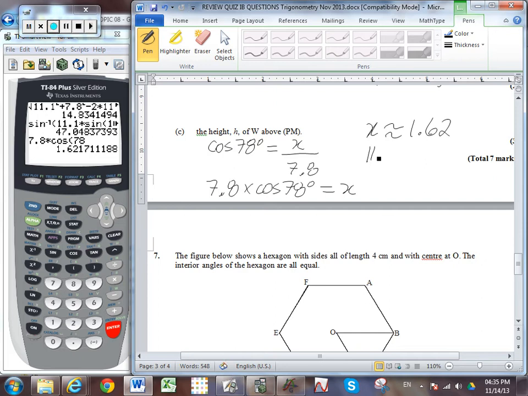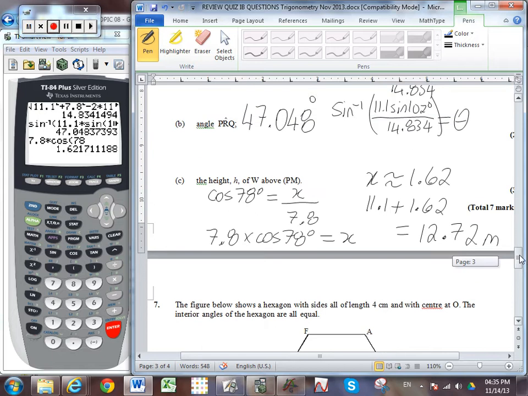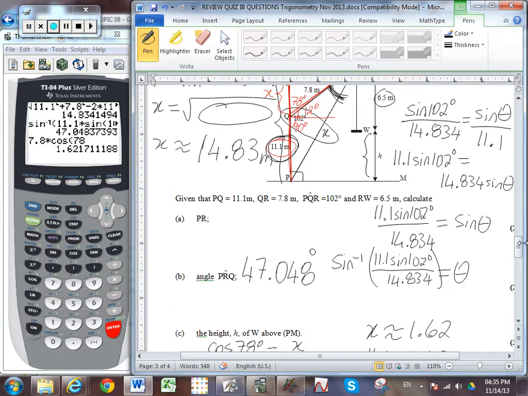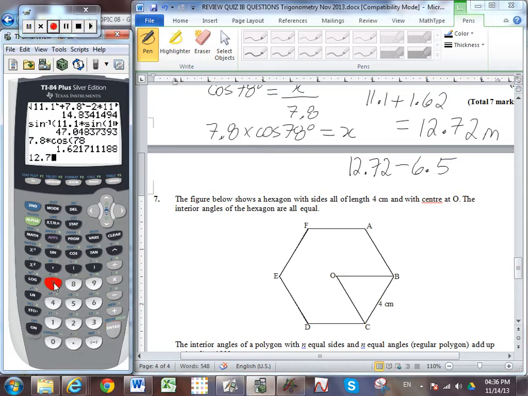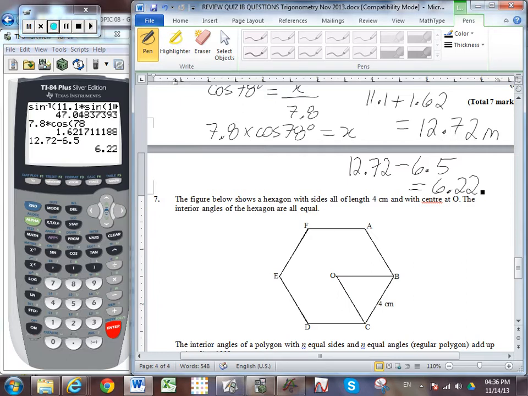So 11.1 plus 1.62 gives me a total of 12.72, which I guess I could round to 12.7 if I wanted, and that's of course measured in meters. And so if the entire height is 12.72 meters, then I just need to subtract the 6.5, and I'm finally done this problem. 12.72 minus 6.5, and oh, it's good that I kept that extra degree of precision, isn't it? Otherwise I would have not been at 3 significant figures. I'm at 6.22, and I hope that that is the answer given in the mark scheme. I don't have time to go over and check, I'm afraid.